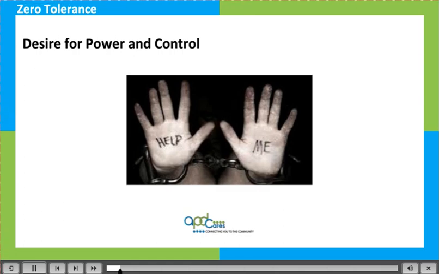Think about this. What happens inside a person to make them abuse someone with a developmental disability? On the next slide is the power wheel, which was designed to help people understand the dynamics of a relationship with a caregiver of a person with developmental disabilities.